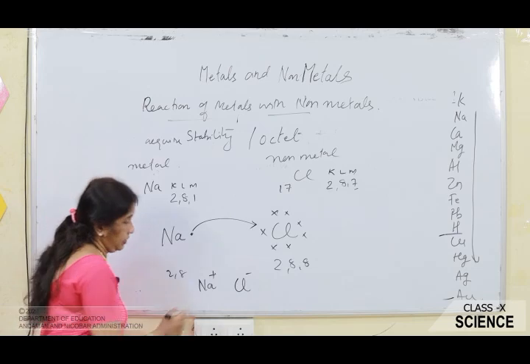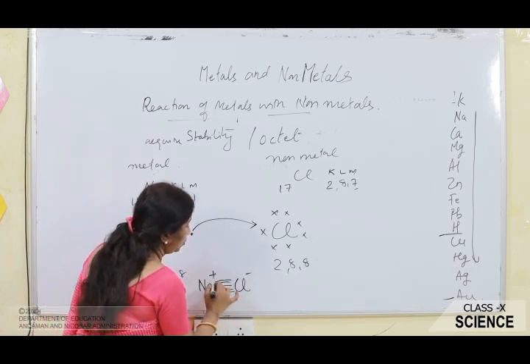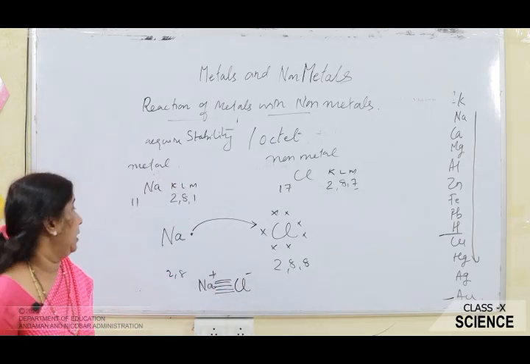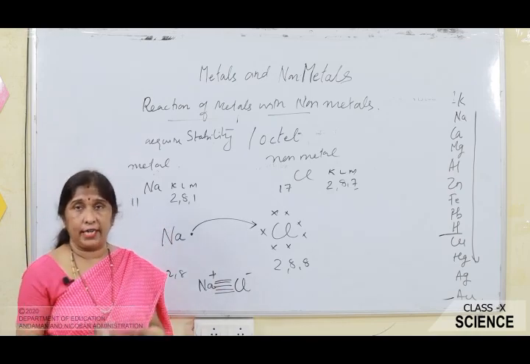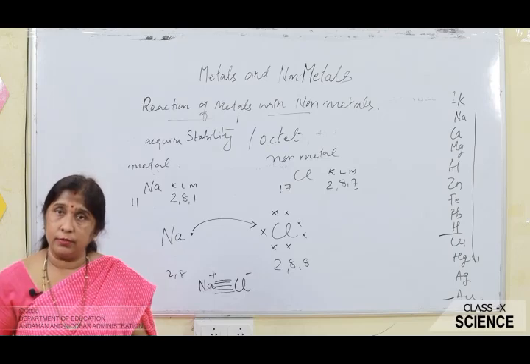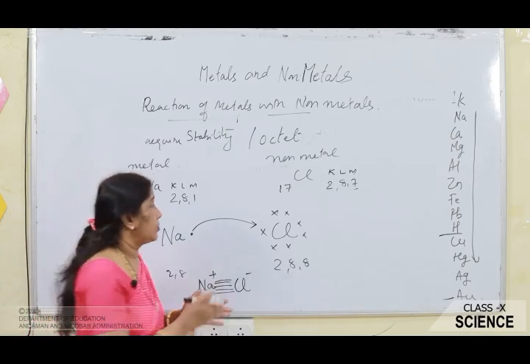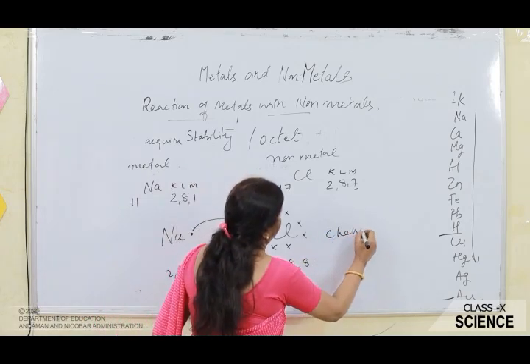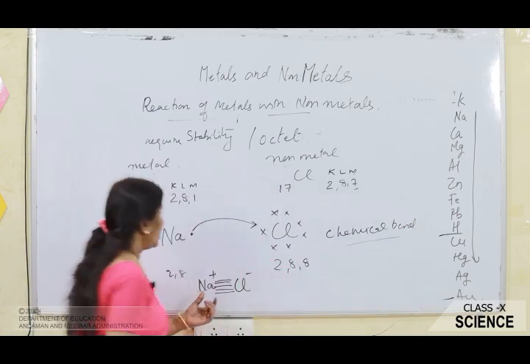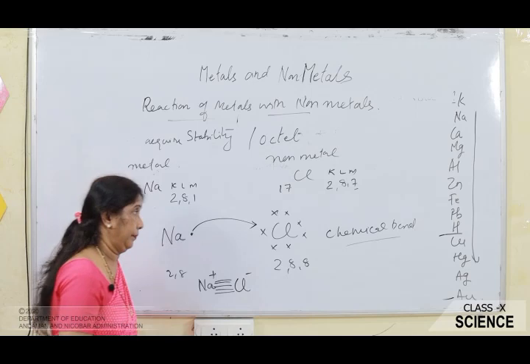Now these two ions will be held together by a very strong force of attraction. This very strong force of attraction between any two ions, or between two atoms, or between two molecules, or between two radicals, is called the chemical bond. These two ions are held together by a strong force of attraction, right.